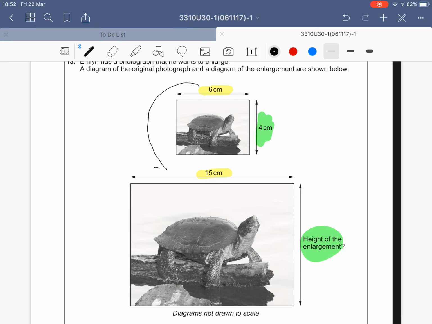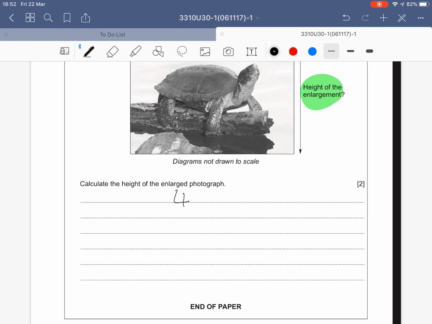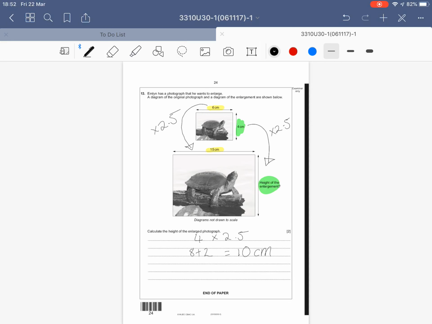What do you need to go from 6 to 15? So what do you times 6 by to get 15? You would times that by 2.5. So to get the height, you're also going to need to times the 4 by 2.5. So we need to do 4 times 2.5. Well, 4 times 2 is 8, then half of 4 is 2. So 8, add the 2, gives me 10. So the height of the enlarged photograph is 10 centimeters. There we go, and that's the end.